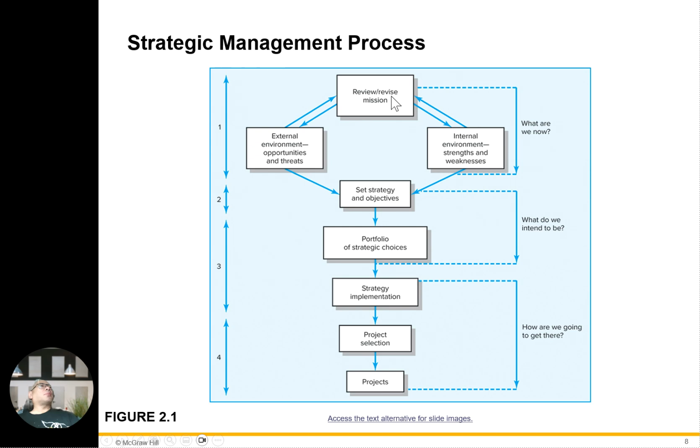Review the mission. There's an external opportunity and threat SWOT analysis here, and an internal strength and weakness analysis. Set a strategy and objectives. Go for portfolio strategic choice. Go to strategy implementation. Go to project selection. Go to the project. This is the typical strategic management process.